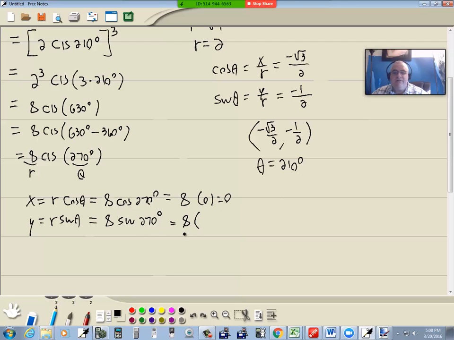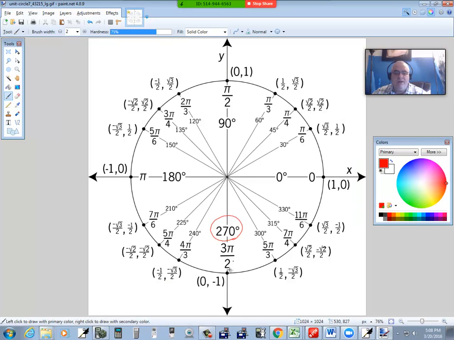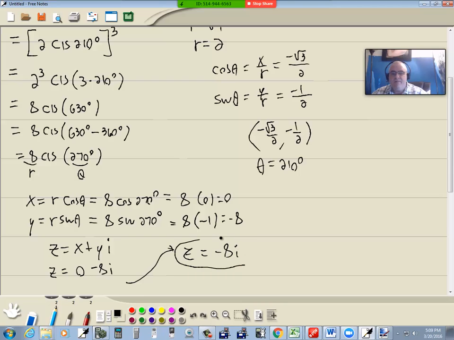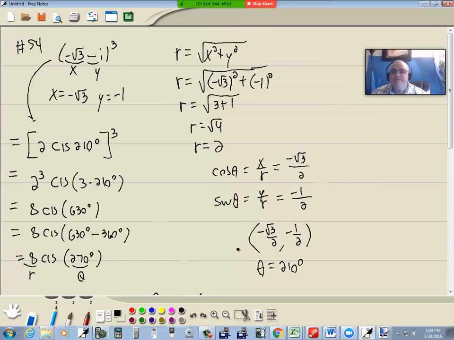And sine of 270 degrees is our y part, which is negative 1. So we have 8 times negative 1, which is negative 8. And our answer is going to be of the form x plus yi. Well, x is 0, y is negative 8. So our answer will be z is equal to negative 8i. Okay, let's look at number 66.